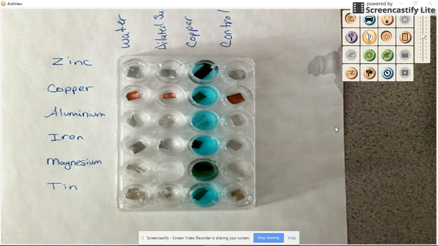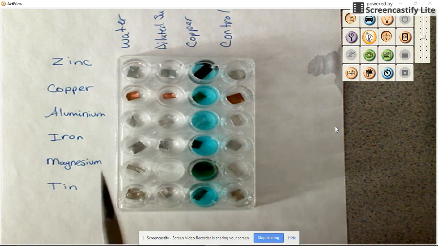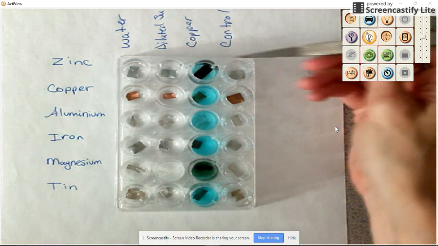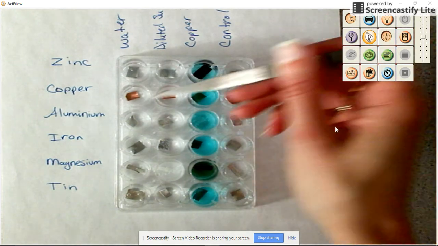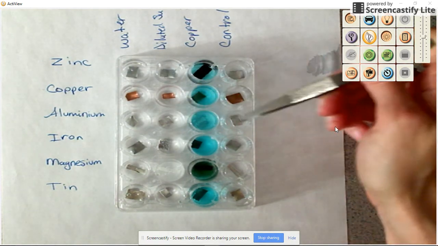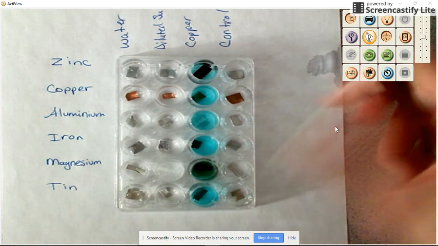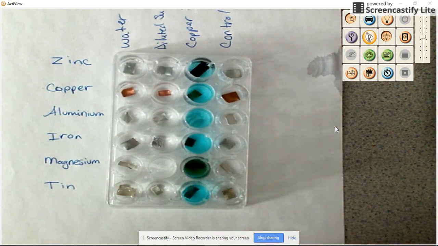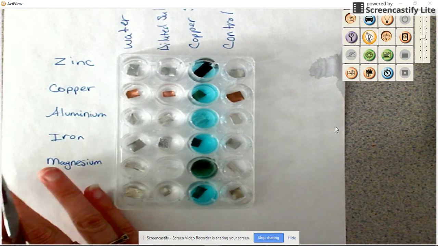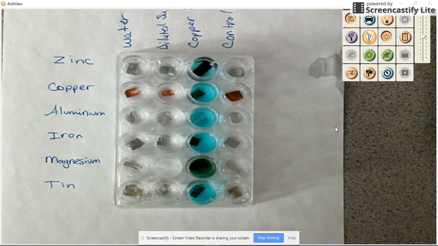Write down your observations and which do you think is the most reactive? Okay. Which do you think is the most reactive across all? So is zinc the most reactive metal? Copper, aluminum, iron, magnesium, or tin? With all three of their reactions combined, which would you say have the most reactive element?